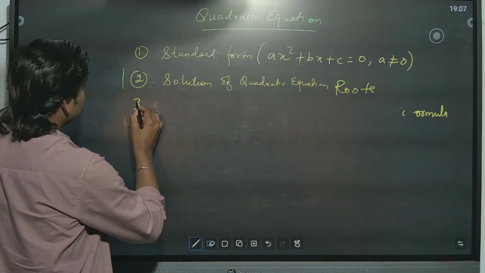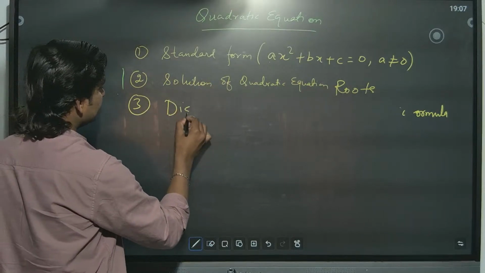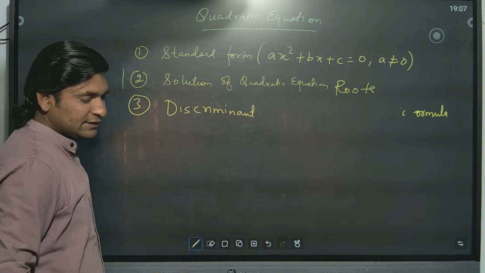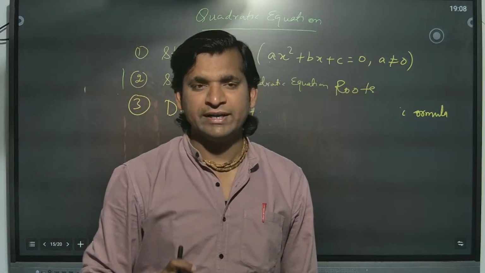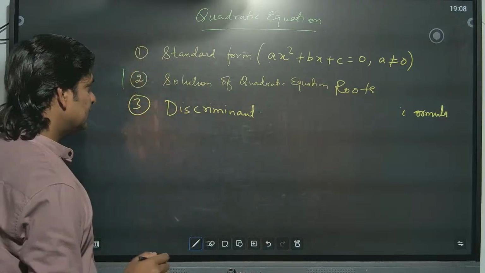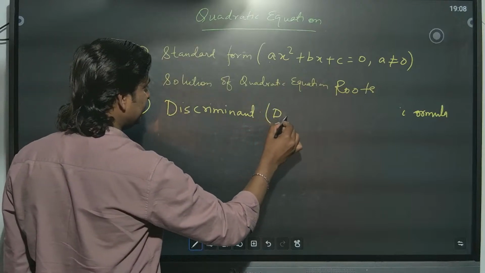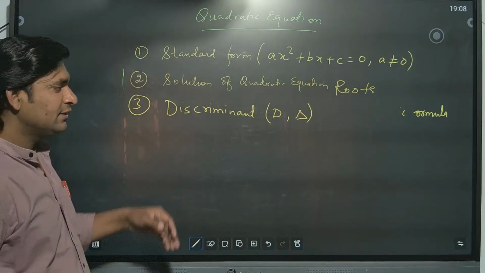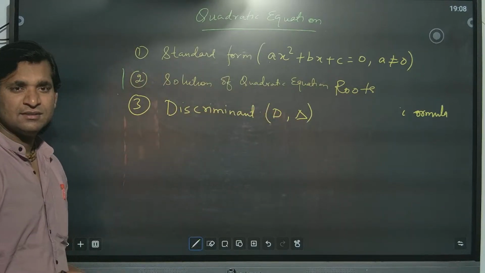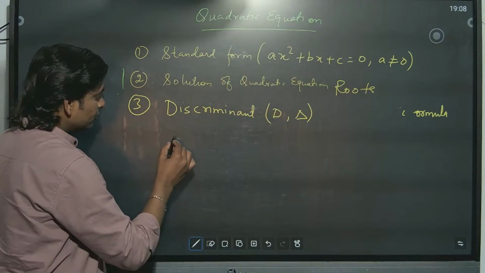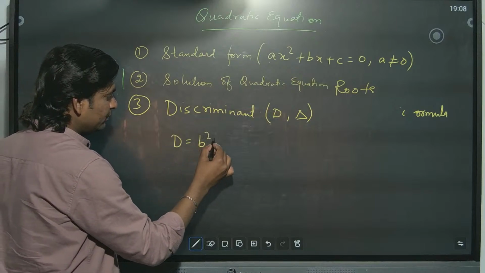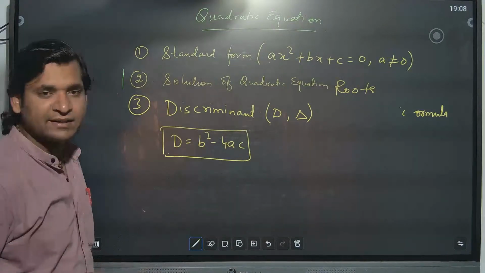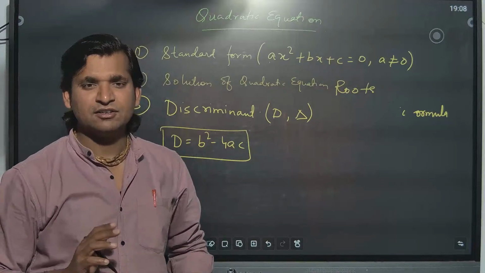Now we'll see the third concept, that is discriminant. What is discriminant? Discriminant is used to find out the nature of roots. Discriminant is denoted by capital D, or in some books it is denoted as delta also. Okay, so delta and D are both equivalent to discriminant. So what is the D value? D is equal to b square minus 4ac. Using this discriminant, I can identify the nature of roots.